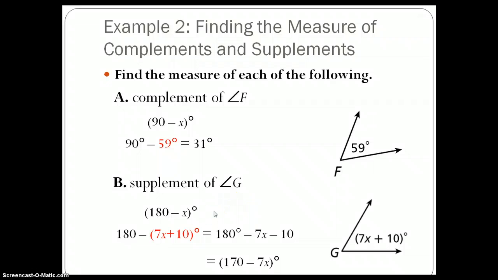We want the supplement of G. G is 7x plus 10. We will subtract 7x plus 10 from 180 degrees. We end up with 170 minus 7x degrees.